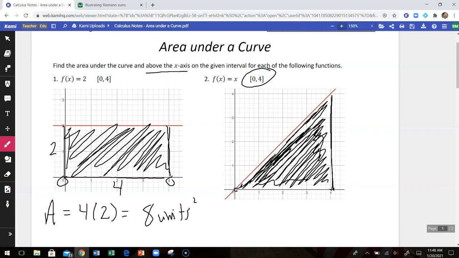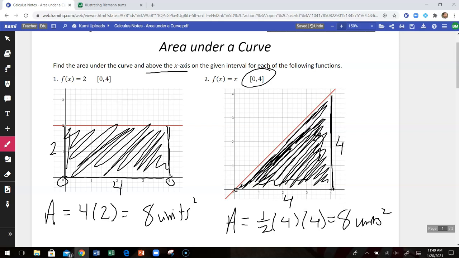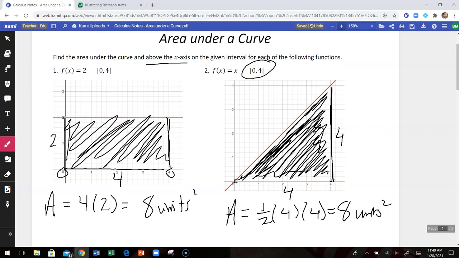So how do I find the area of that? Well, this time it made a triangle. The base of this triangle is 4. The height of this triangle is 4. The area of a triangle would be 1/2 base times height. So again, we're going to get 8 square units. Okay, pretty easy so far.